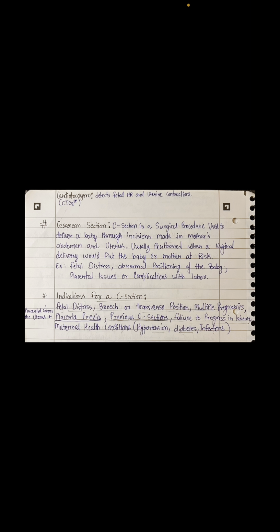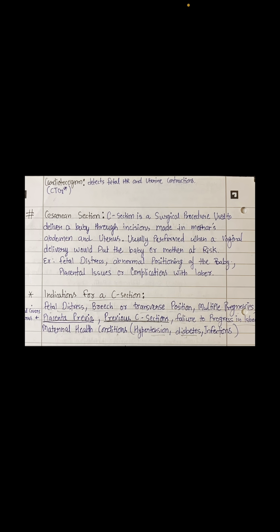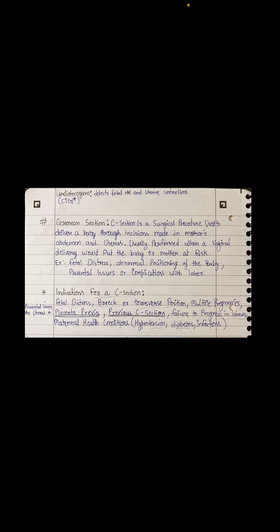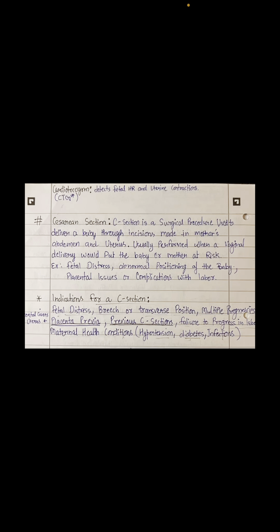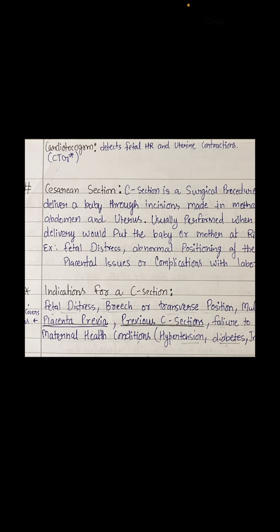So let's start with the cesarean section. Cesarean section is a surgical procedure that is used to deliver a baby through an incision made in the mother's abdomen and the uterus. So the C-section is usually performed when vaginal delivery would put the baby or mother at risk. So both of them are at risk, so that's why we have to go for such procedures. For example, if there are some signs of fetal distress, abnormal position of the baby, placenta issues, or any complication with the labor, we are going to do a C-section.